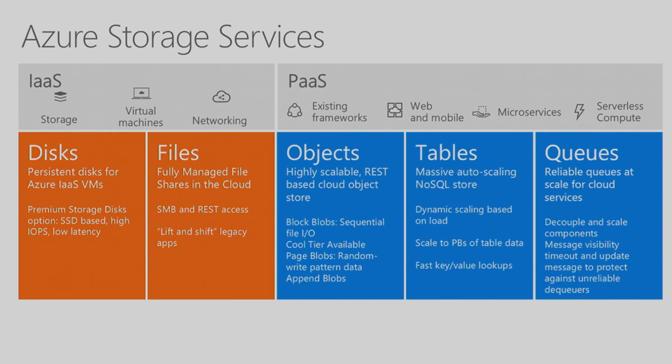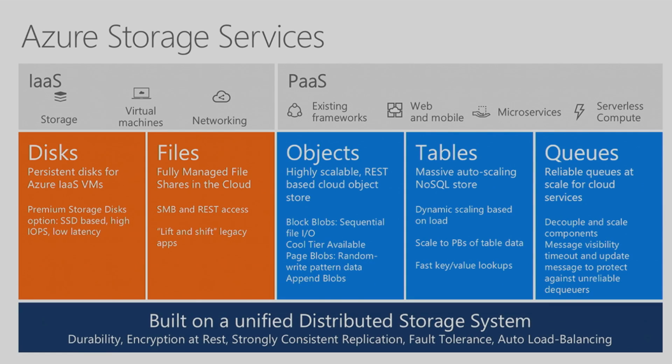cost-efficient service for. Queues are our intra-service and inter-service communication mechanism. That's also something that's very often used when you're building PaaS services on top of Azure. And all of these services, as we talked about, are built on that common unified storage system. So all the capabilities we talked about on the previous slide are available to all of these services.